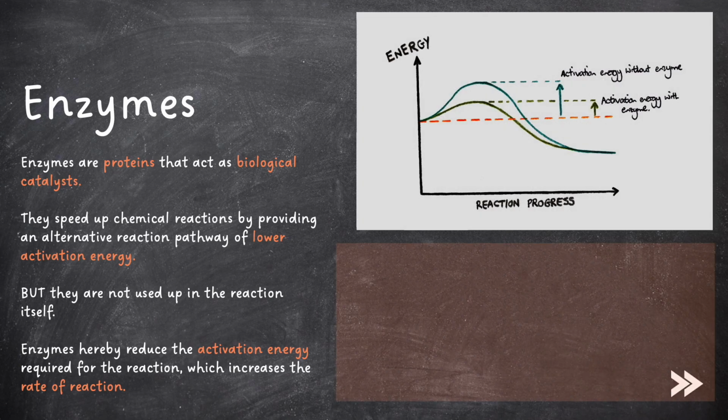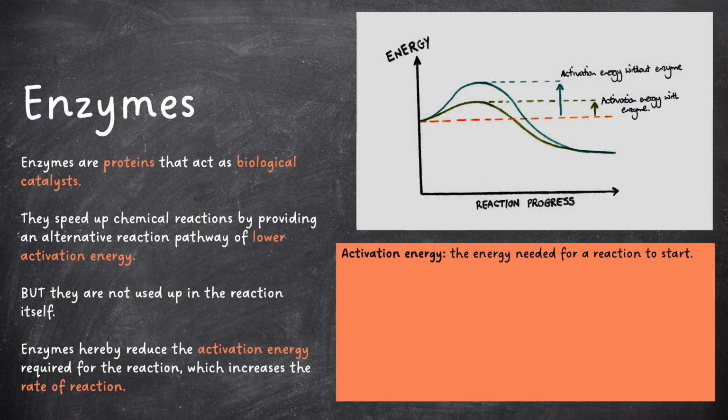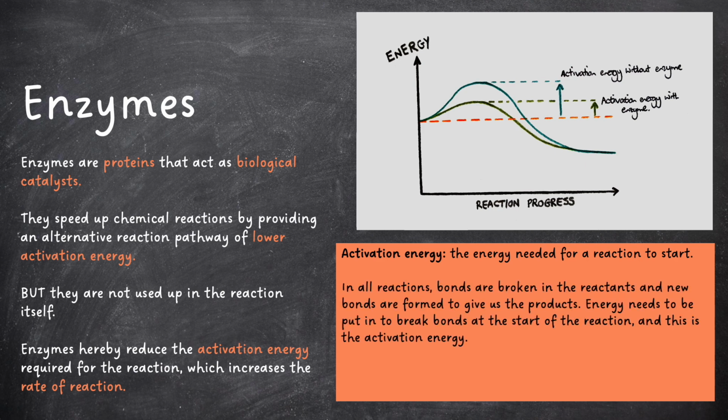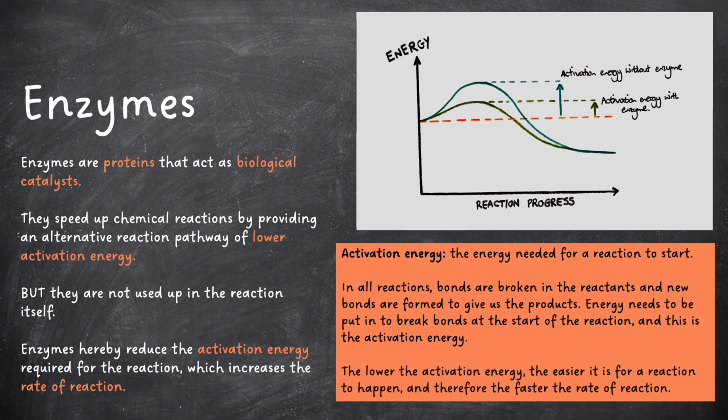So just to define, activation energy is the energy needed for a reaction to start. In all reactions, bonds are broken in the reactants and new bonds are formed to give us the products. Energy needs to be put in to break bonds at the start of the reaction, and this is the activation energy. The lower the activation energy, the easier it is for a reaction to happen, and therefore the faster the rate of reaction. As you can see in this energy profile diagram, there is a lower activation energy in the reaction with the enzyme. Therefore, we have a faster rate of reaction.